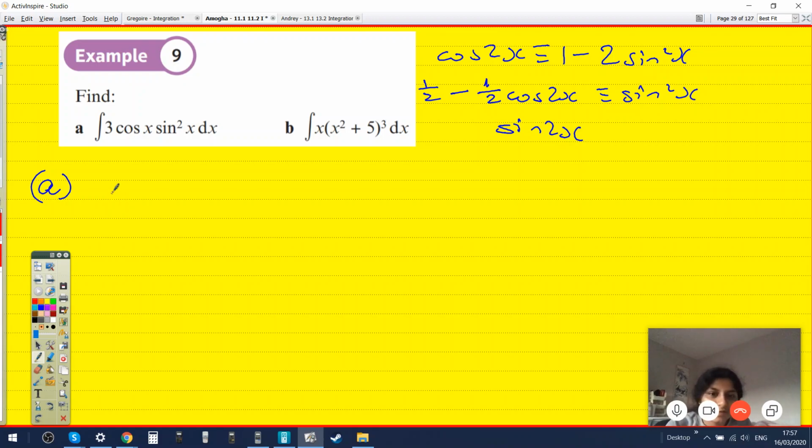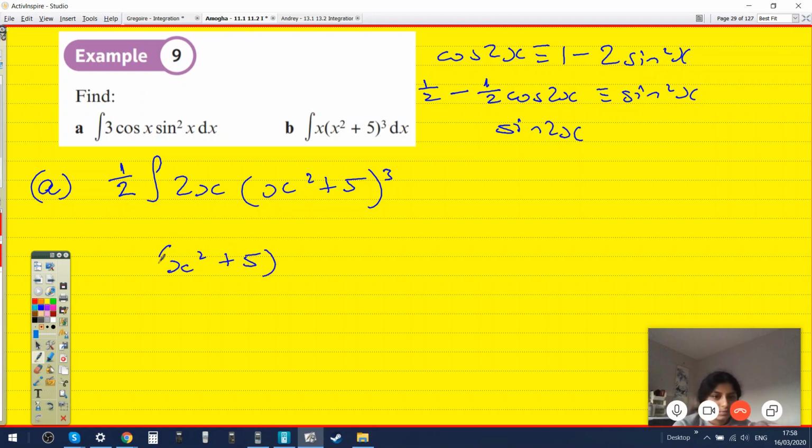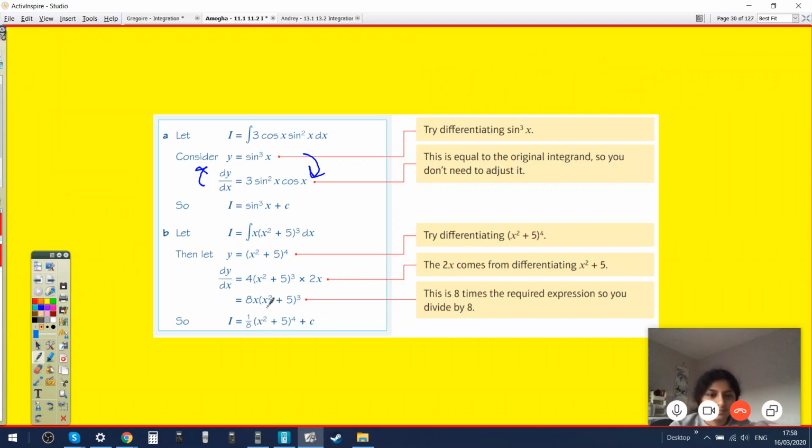Go on. So you need 2x. So you have to put half outside of the integration sign. Yeah, like that. And then you have 2x, x squared plus 5 cubed. And then the integration of that is just x squared plus 5 to the power of 4 over 4 plus c. 1/8. What did we forget? x squared plus 5 to the 4 plus c.